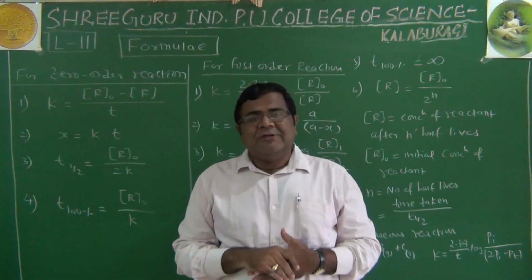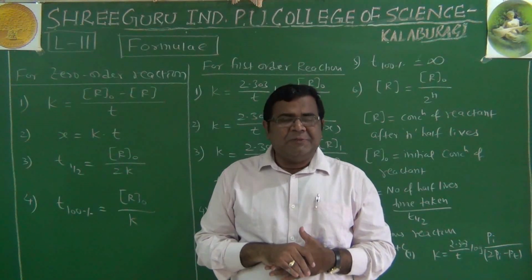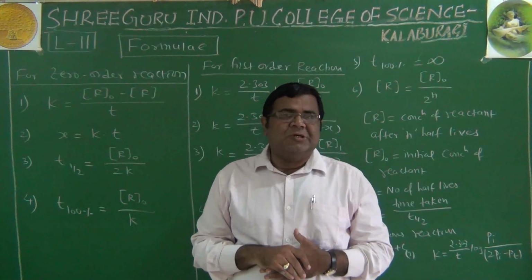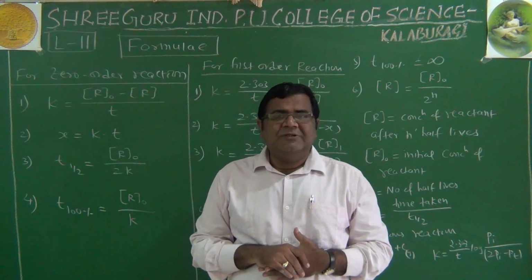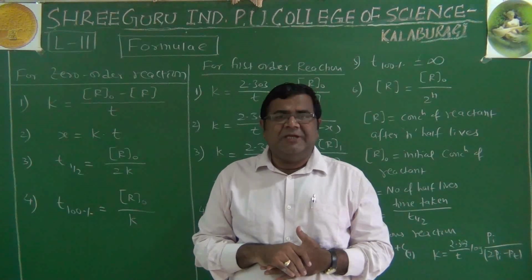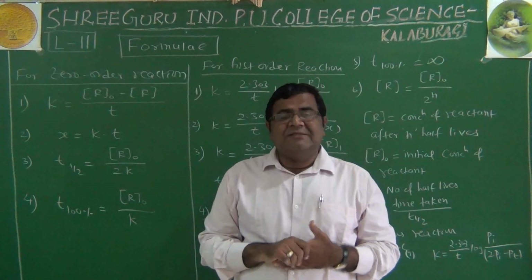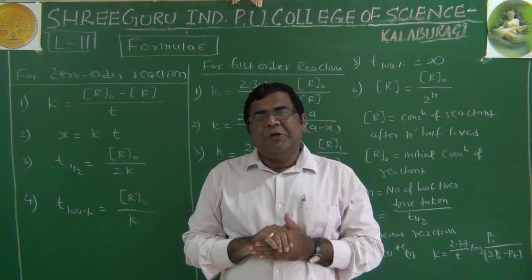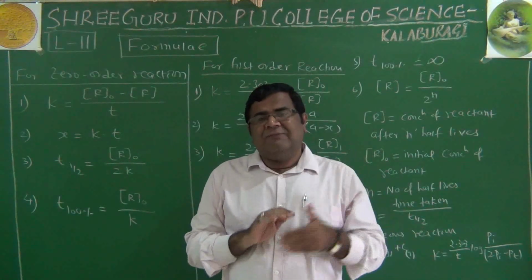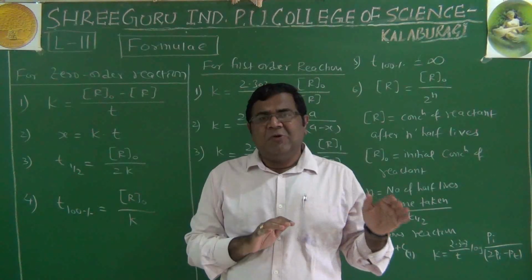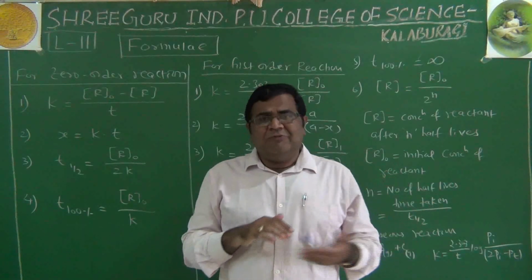Kalburgi. So in the last class we completed the integrated rate equation of zero order and first order, and we also completed the half-life period of the zero order and first order reactions. We have defined half-life period as the time required to reduce the concentration of the reactant to half of its initial concentration. We have derived it for zero order, and for first order also.